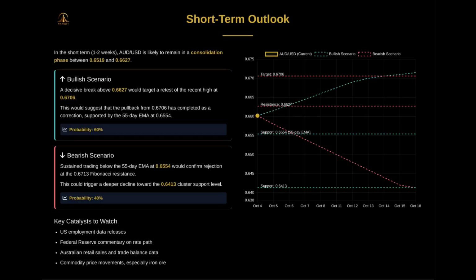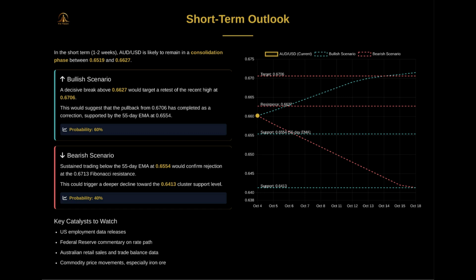In the short term, over the next 1 to 2 weeks, AUD/USD is likely to remain in a consolidation phase between 0.6519 and 0.6627. Our analysis suggests two primary scenarios. In the bullish case, with a 60% probability, a decisive break above 0.6627 would target a retest of the recent high at 0.6706. This would suggest that the pullback from 0.6706 has completed as a correction.